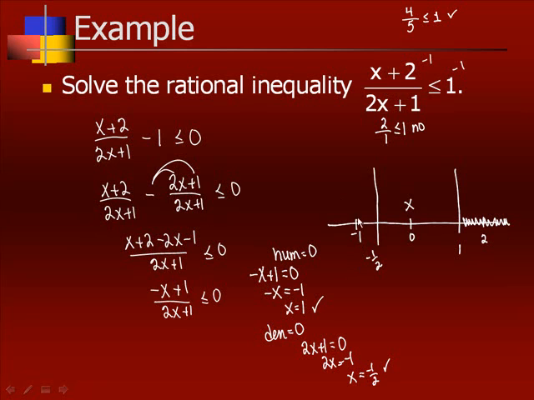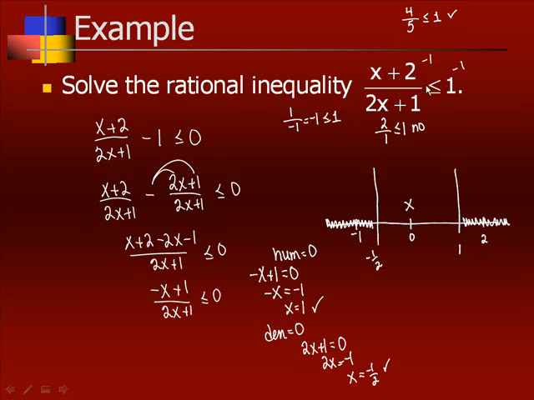Well, let's pick negative 1. Plug it in. Negative 1 plus 2 would be 1. 2 times negative 1 would be negative 2, plus 1 would be negative 1, which would give us a value of negative 1. Is negative 1 less than or equal to 1? Yes, so that interval is in there.